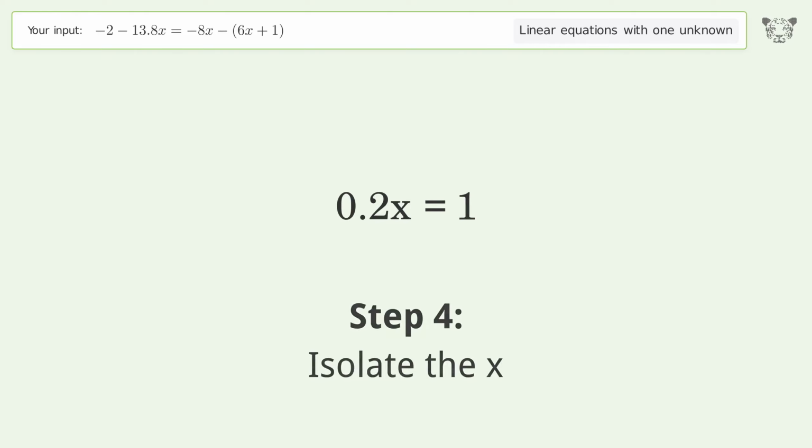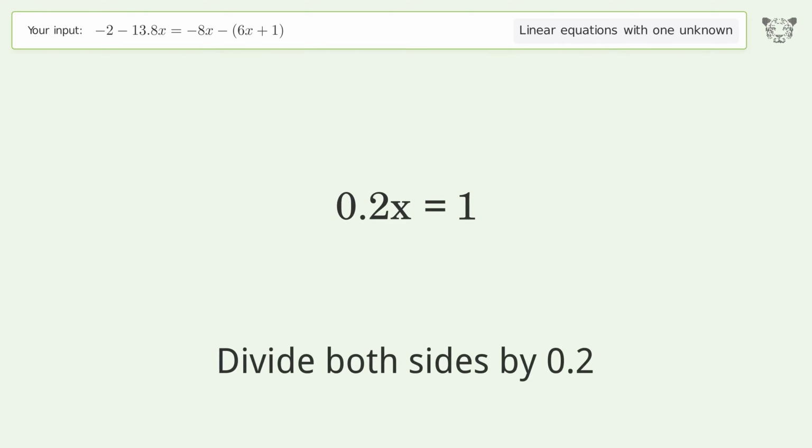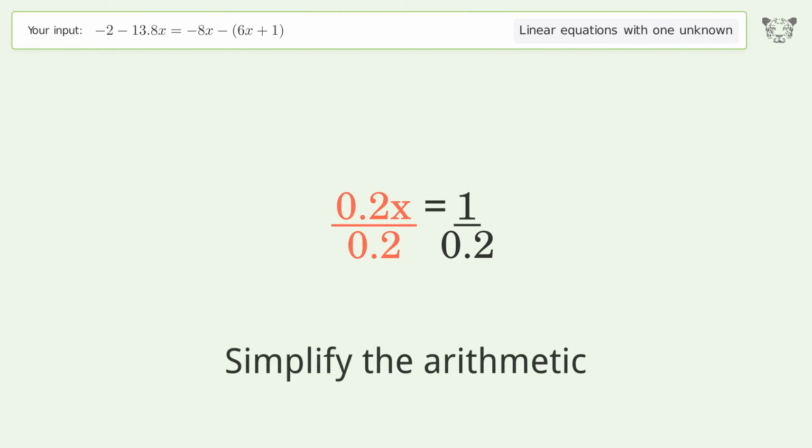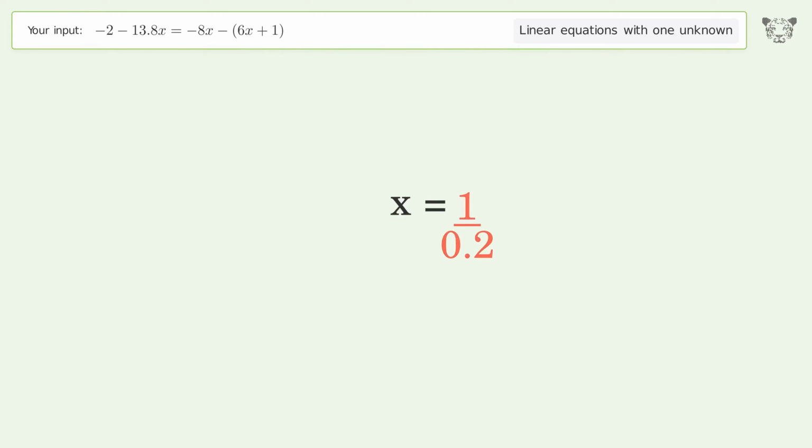Isolate the x. Divide both sides by 0.2. Simplify the arithmetic. And so the final result is x equals 5.